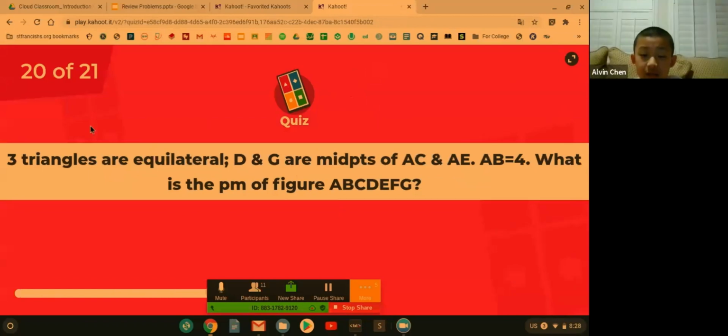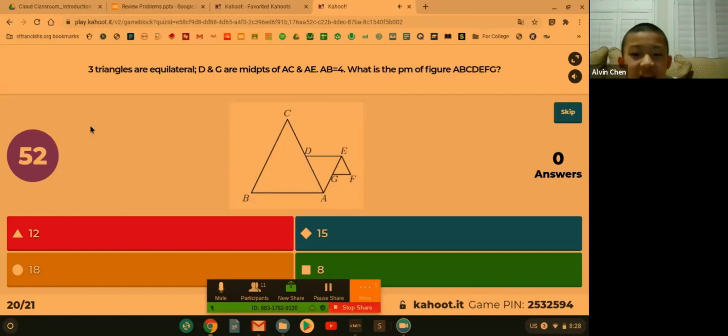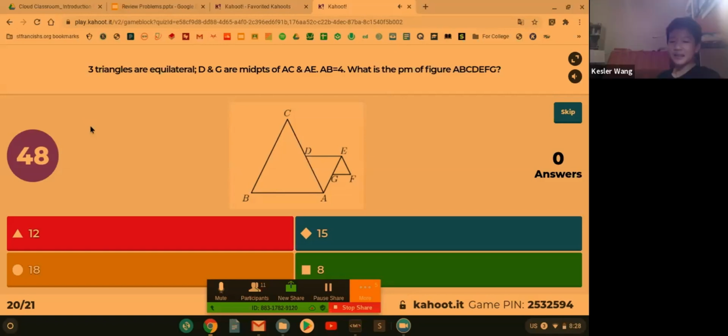Oh, great. Triangles are equilateral. D and G are midpoints of AC and AE. AB equals 4. What is the perimeter of the figure A, B, C, D, E, F, G, H, I, J, K? What is the perimeter of this thing?